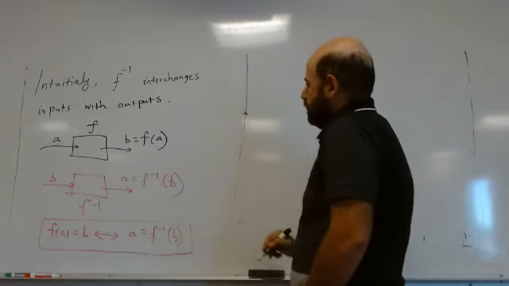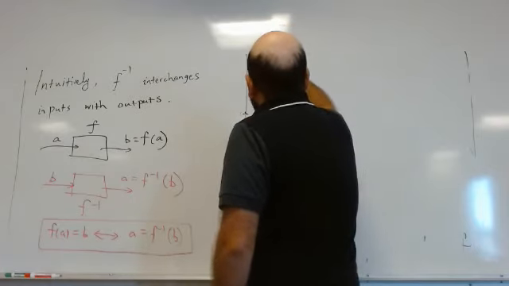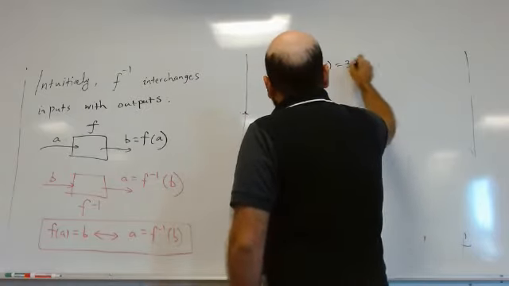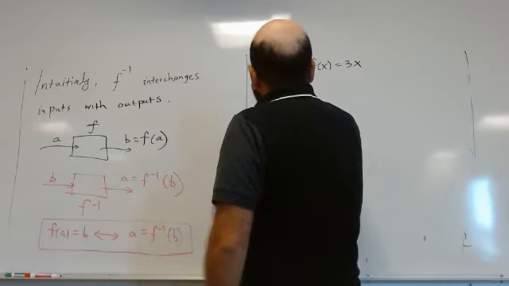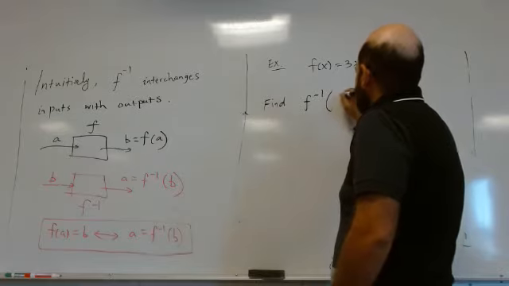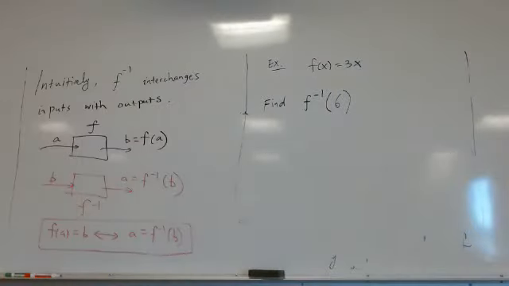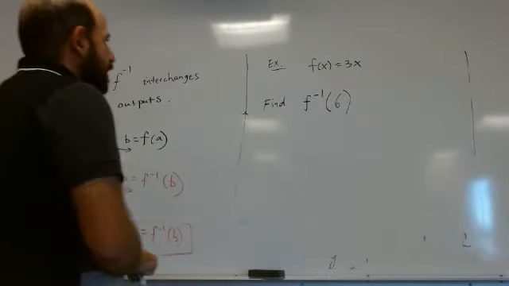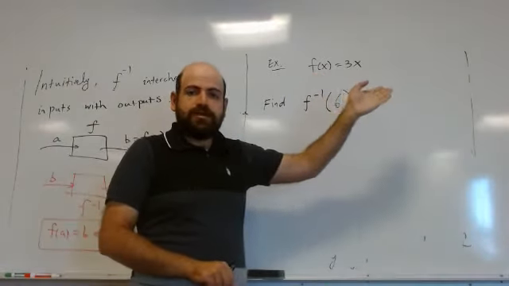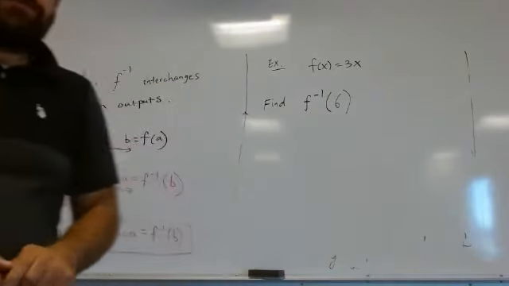Let's look at an example for inverse functions. For example, let's say f of x equals 3x. Find f inverse of, let's say, 6. Well, f of 6 is easy to find. f of x is 3x, so f of 6 means 3 times 6, which is 18. But what is f inverse of 6?